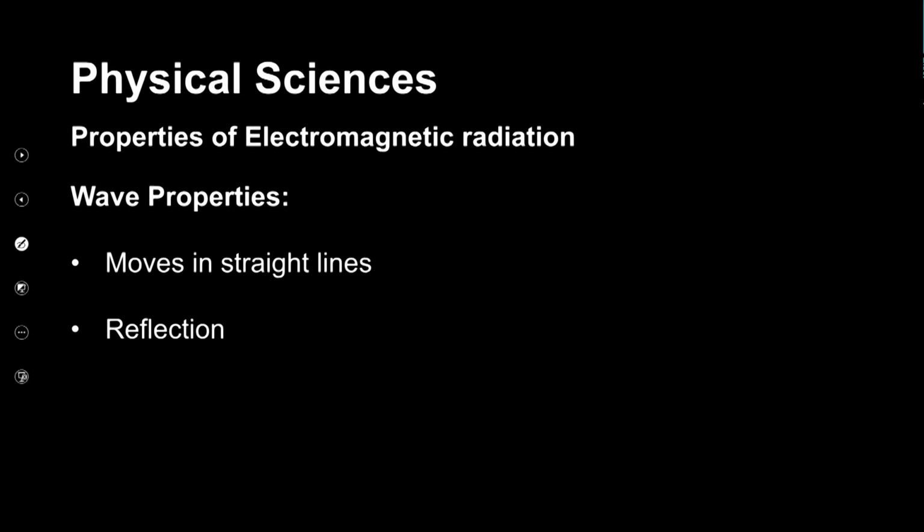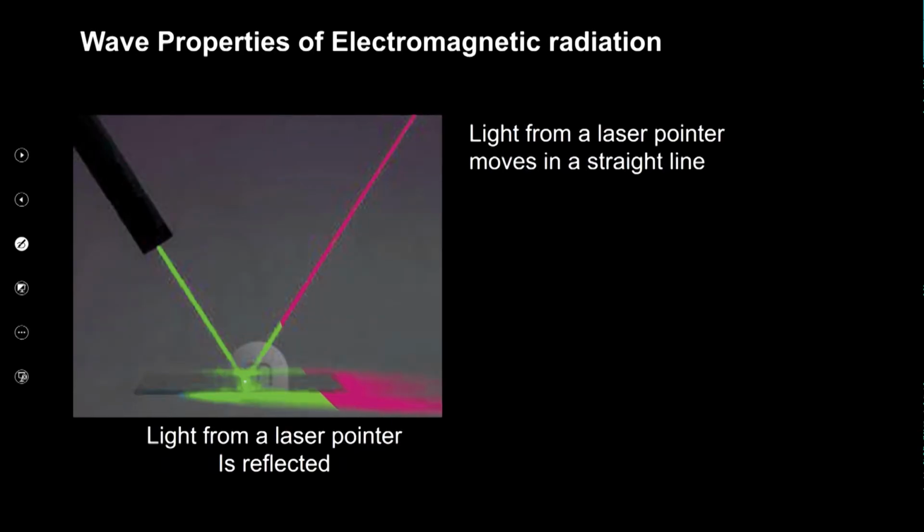We already said that waves move in straight lines and they are able to reflect off of surfaces that they come into contact with. Do we see this with electromagnetic radiation? We absolutely do. Take a look at this laser pointer being shone on a reflective surface. We can clearly see that the light from the laser pointer, light is a type of electromagnetic radiation, remember, is traveling in straight lines, both to the surface it reflects off of and away from it. Both of these lines are nice and straight.